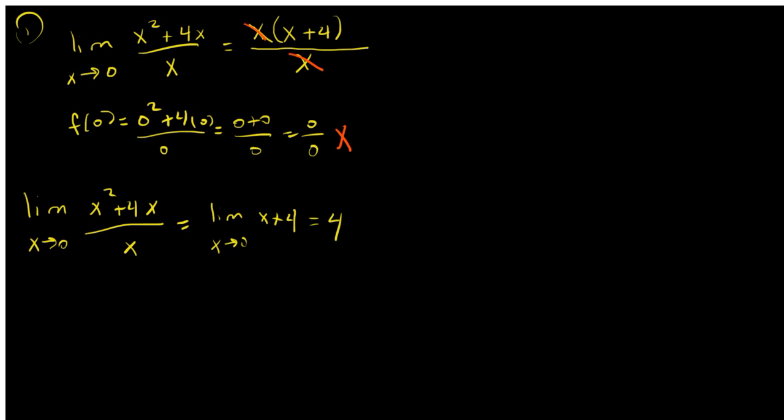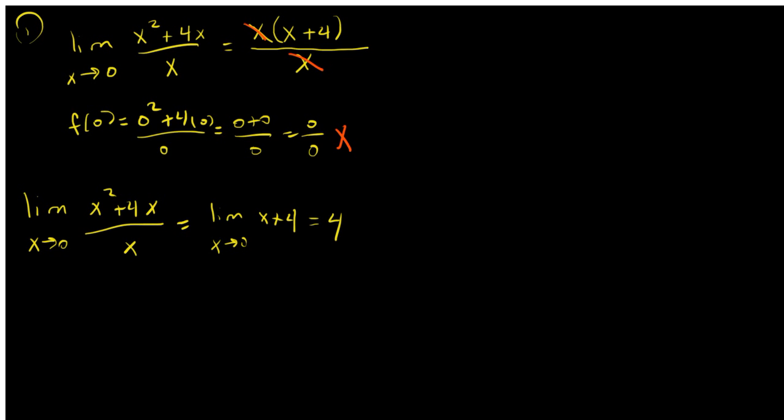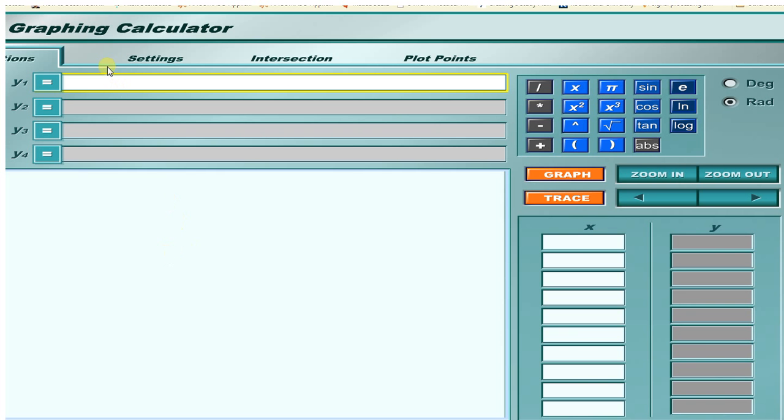Let me go over here. Boom. You see how I already have the graph calculator up? Because I kind of knew I was going to graph something. I just didn't know what I was going to graph. So what was that function? x squared plus 4x, so you have to put it in parentheses. We're going to do x squared plus 4x, and that was all over x.